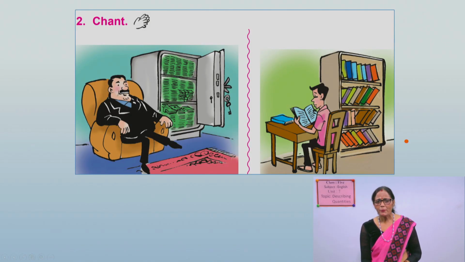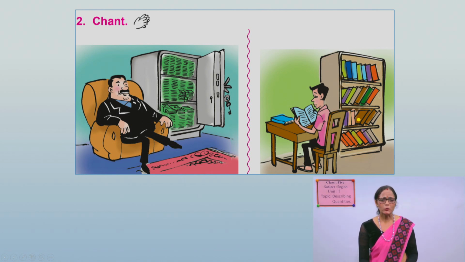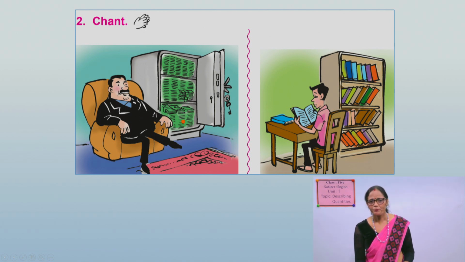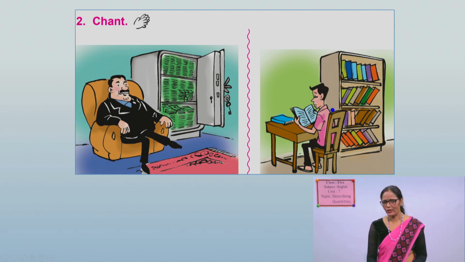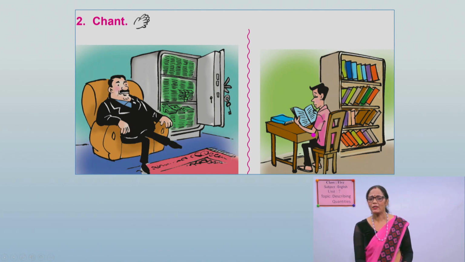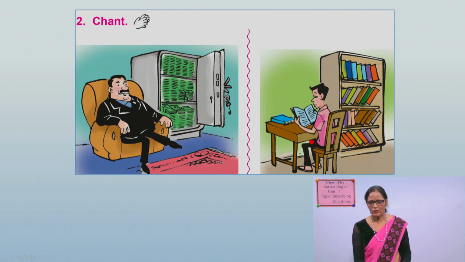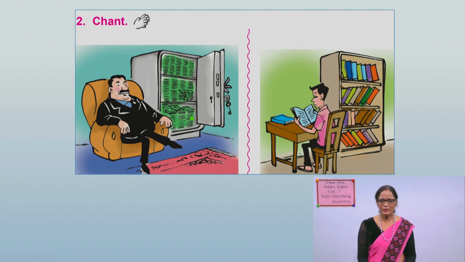Now, what do you see in the picture? Yes. How many people are there? Very good. There are 2 people, 2 men. Then, what is it? It may be money. He has earned so much money. And what is he doing? The boy is reading a book. Now, how do they make conversation? How do they talk to each other?